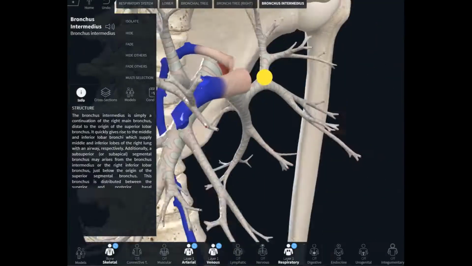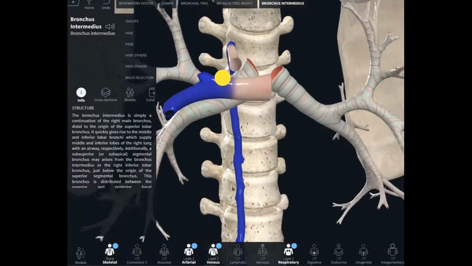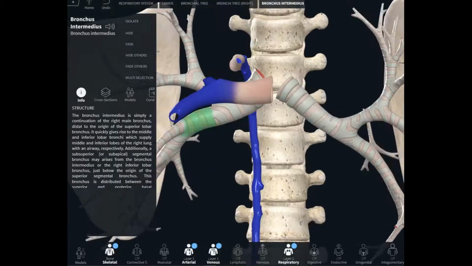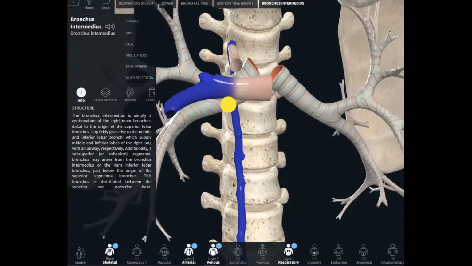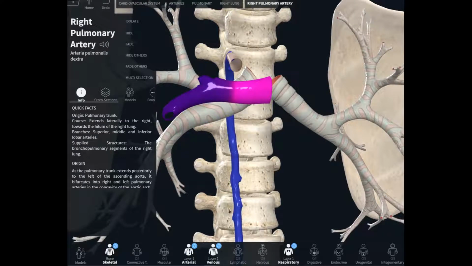There are a lot of structures in the vicinity of the right bronchus, but the two major structures in direct relation with it are the azygous vein and the pulmonary artery. The azygous vein arches over the right bronchus. The pulmonary artery is present on the anterior aspect. The bronchus divides posteroinferiorly and posterosuperiorly, and you can see that the pulmonary artery is right in front of the bronchus. Another thing to consider is that both of these enter the hilum of the lung.